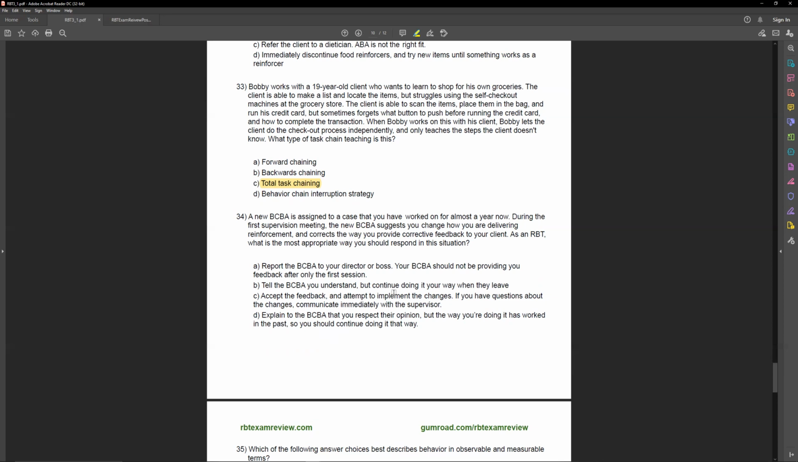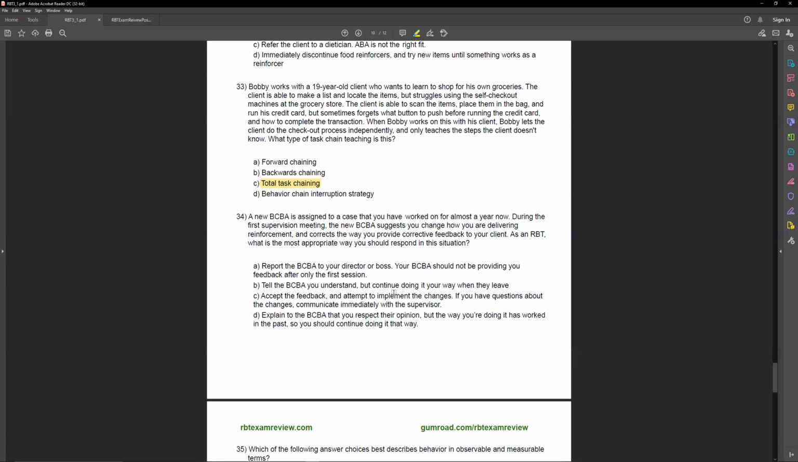A, report the BCBA to your director or boss. Your BCBA should not be providing you feedback after only the first session. This is obviously wrong because that is the BCBA's job. Their job is to design treatments, train, and provide feedback on those treatments, regardless of if that BCBA is there for the first time. It's still their role, so you have to respect that.